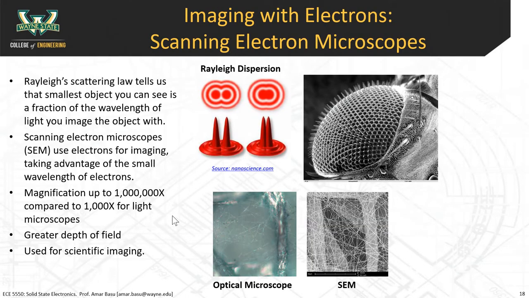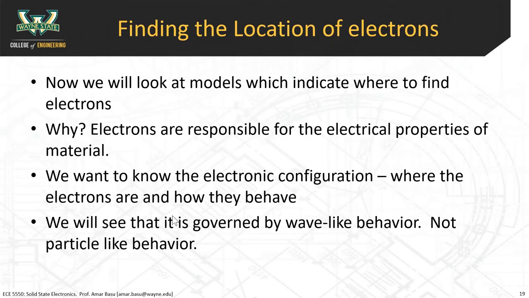All right. I mentioned that this photon versus electron thing was a bit of an aside. Now we're going to talk about finding the locations of the electrons. This gets at the Schrodinger equation. For the electrical behavior of a material, we want to know where the electrons are and how they behave. That will tell us how the material behaves electrically. Electrons are responsible for the electrical properties of a material. We want to know the electronic configuration: where the electrons are and how they behave.